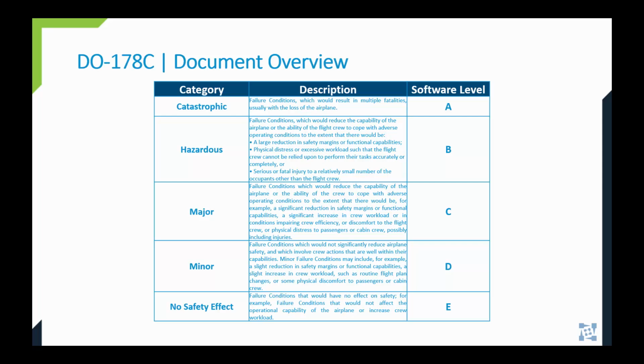be made. Catastrophic results would be failure to flight control software where the plane would go down and lives would be lost. This would be classified as software level A. Hazardous would be a step down, so serious or fatal injury to a relatively small number of occupants. This would be software level B. And classification continues to go down to level E, where there is no safety concern if software failure were to occur. Now, the other side of this classification is that with each increased level as you go from E to level A, there is an increased number of objectives that needs to be met.